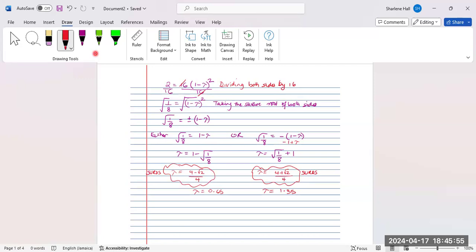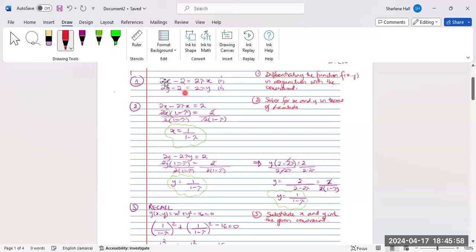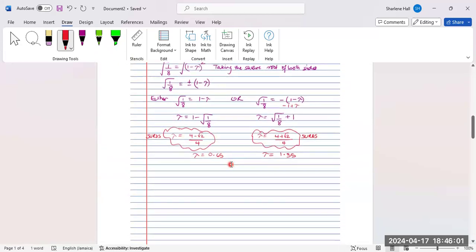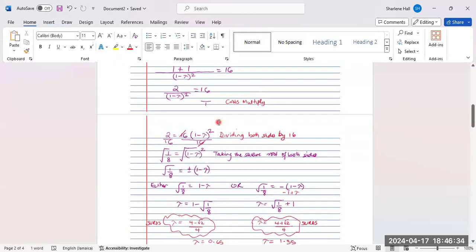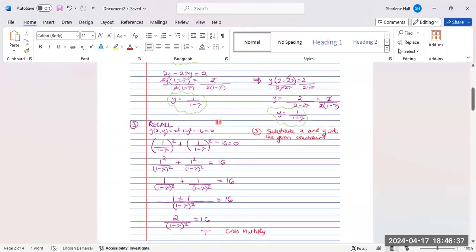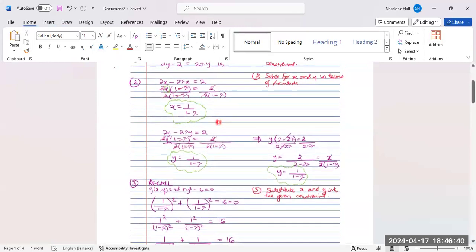All right. So now that I have that, and I'm winding down, that's step 3. Step 4 now is to substitute the values of lambda into x and y in step 2. Solve for x and y in terms of lambda. Yeah, in step 2.